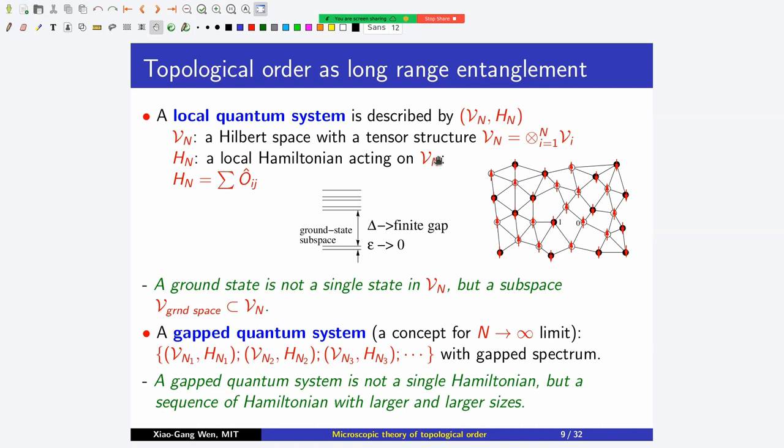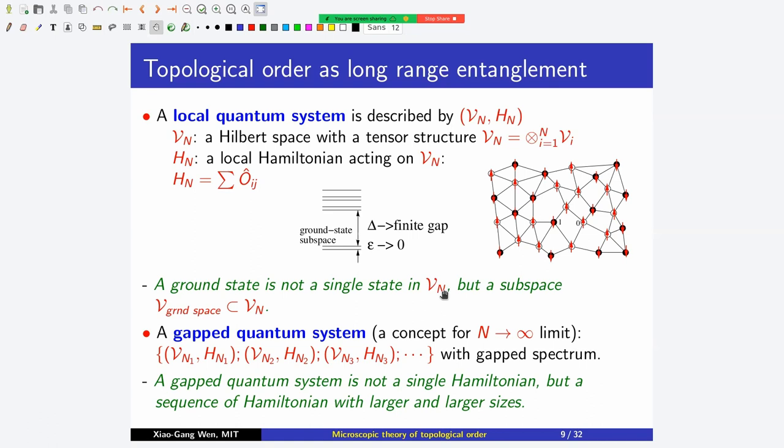So therefore a local quantum system actually is like this. We have a small Hilbert space. The tensor product of small Hilbert spaces gives us a global Hilbert space. And then the Hamiltonian is given by local operators which act on this small Hilbert space and maybe nearby small Hilbert spaces. So this is the general structure of this quantum system.